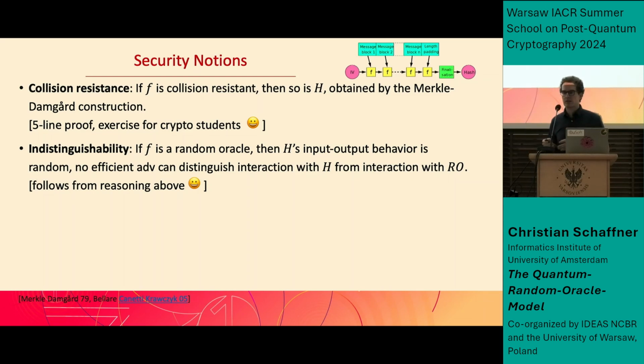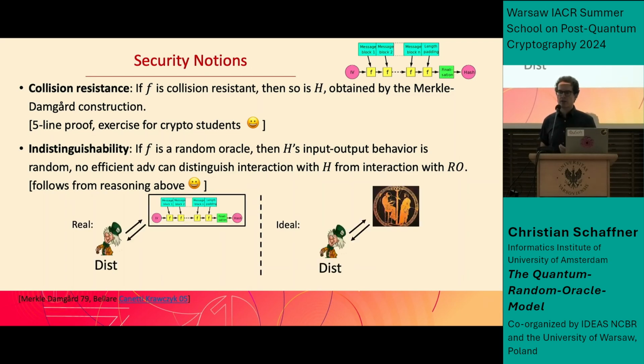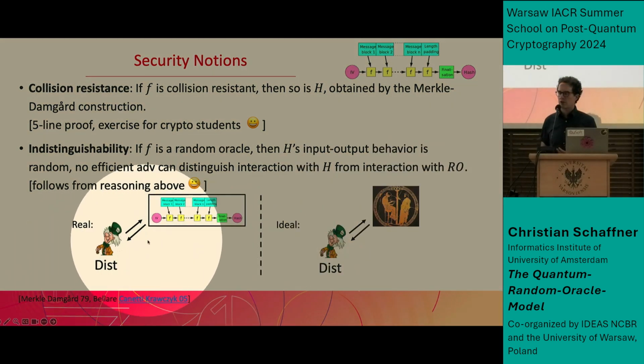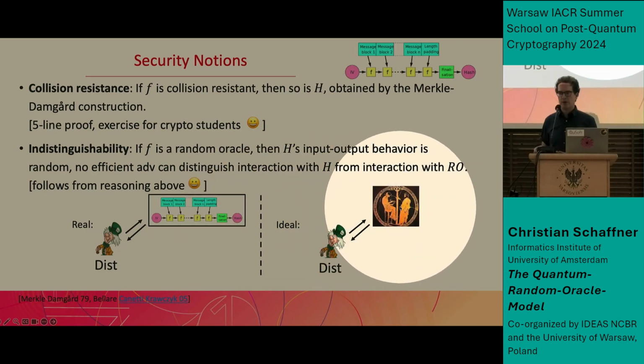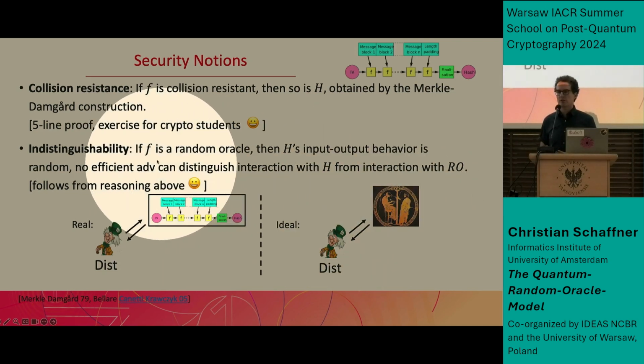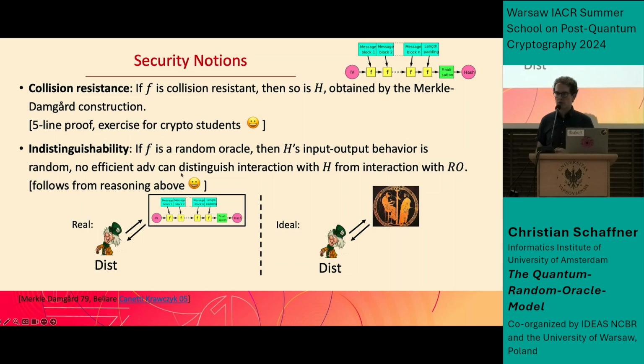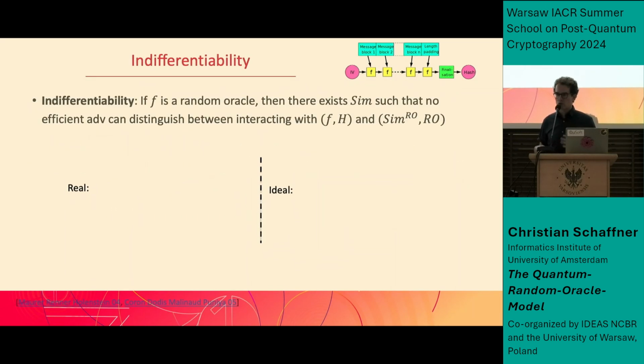Okay, so this one is called indistinguishability. It's also not that hard to prove. You have this real and ideal world. In the real world, you have a distinguisher that tries to distinguish this construction from a random oracle. That's just an illustration for indistinguishability. And now comes what you just suggested. That's a stronger notion. It's called indifferentiability.